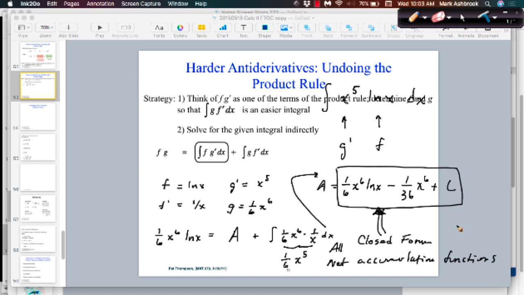Megan, you said it. Which functions? Which ones are they? That have a rate of change of x to the fifth ln x. That's what that is. That's all closed form net accumulation functions for a quantity whose rate of change is x to the fifth ln x. And what do we mean when we say all closed form net accumulation functions? Isn't it just one net accumulation function? What do we mean by all?